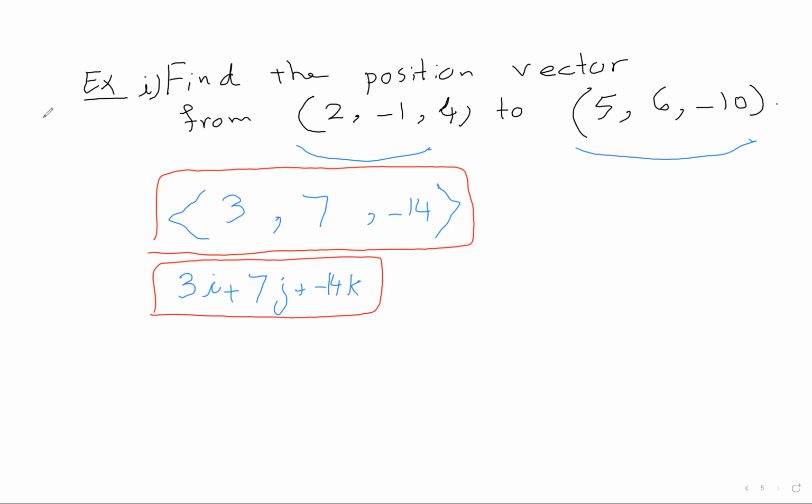Now, part 2: find the length of the vector we just found. Again, pause the video and try to find it on your own and simplify the radical if it can be simplified.